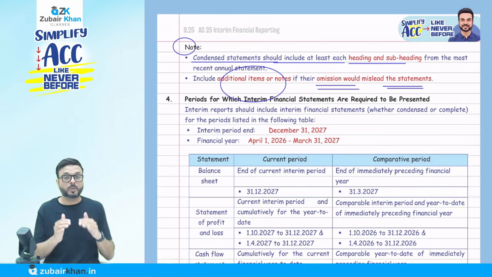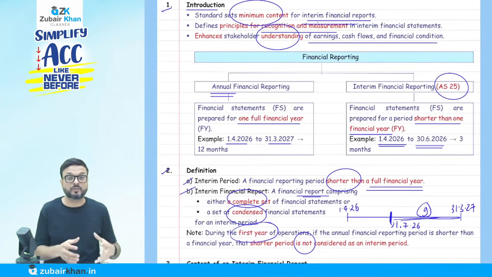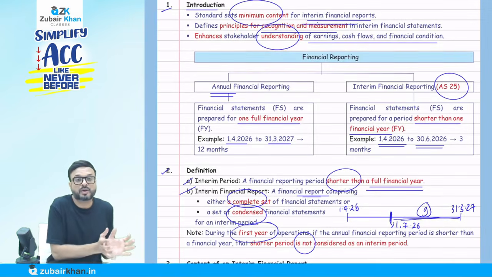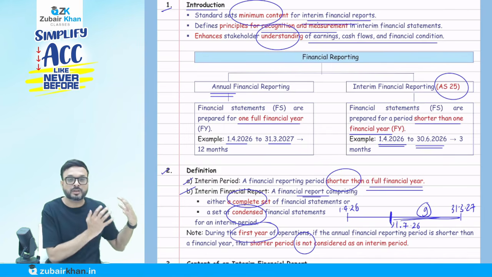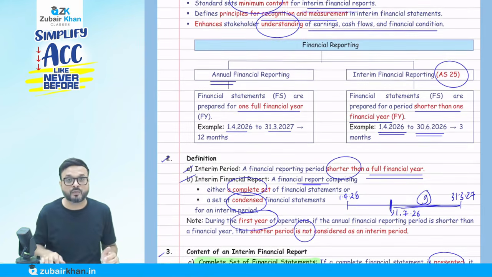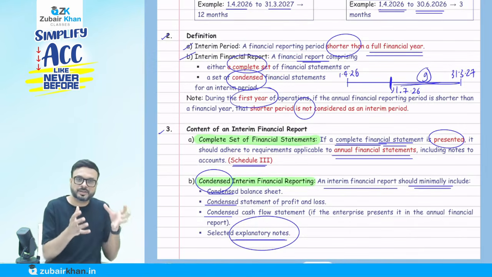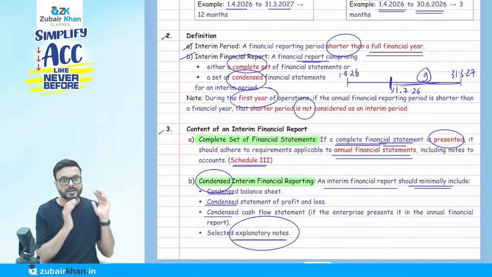But what is more important is that we are not preparing for the whole year, we are preparing for a shorter period. So we may go for the complete, detailed version that we do in Schedule 3, or we may go for the condensed version, not a detailed version but a small version of it, but the heading and subheading should be the same.